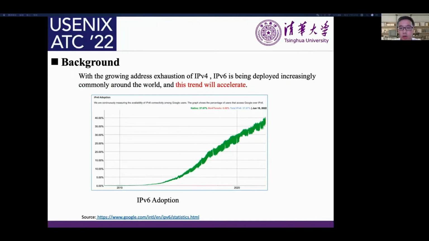As we know, with the growing address exhaustion of IPv4, IPv6 is being deployed increasingly commonly around the world, and the trend will accelerate. For example, more than 37.6% of users accessed Google via IPv6 in 2022.